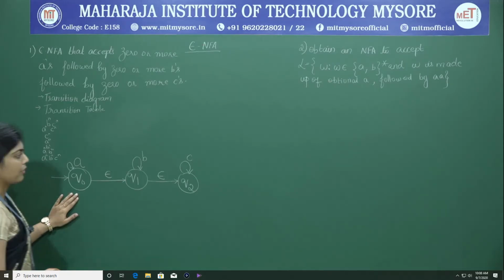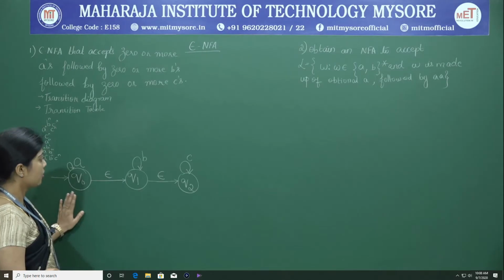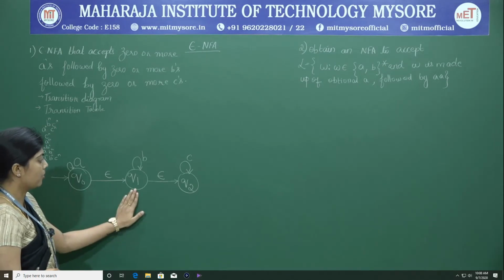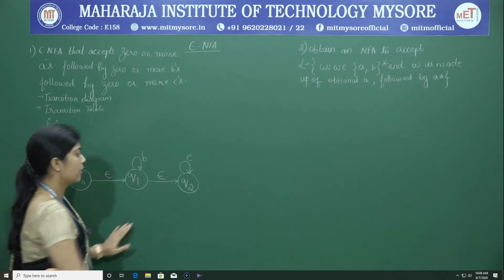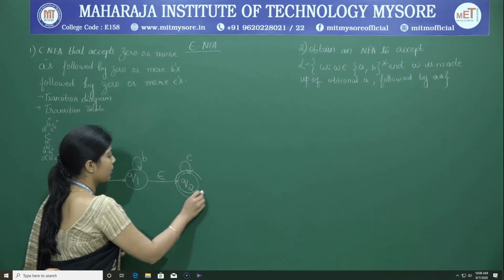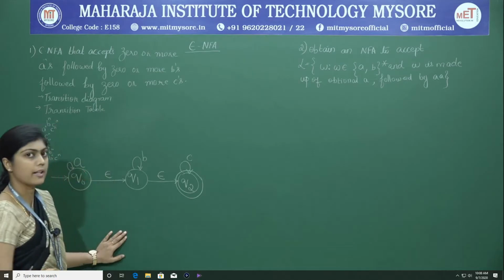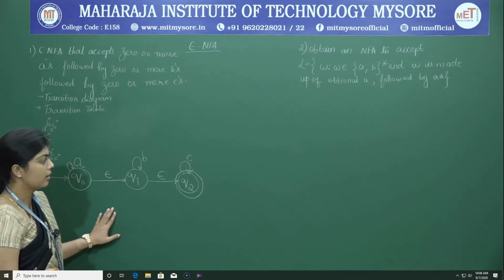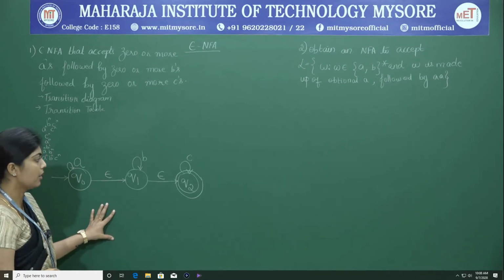So, we will not have defined any final state here. Since the string is any number of A's followed by any number of B's followed by any number of C's, Q2 is going to be the final state. This is where we are accepting the strings. So, this is the design that we do for the epsilon NFA.